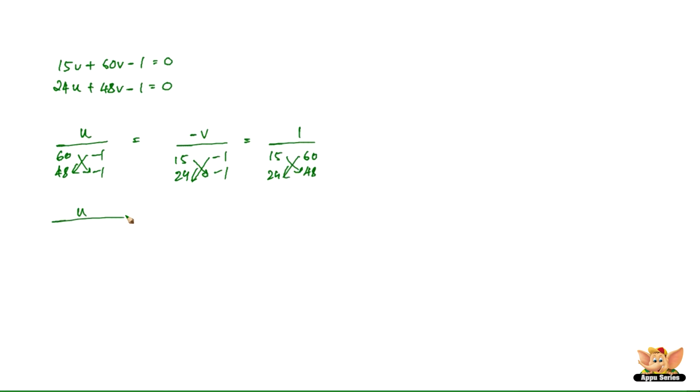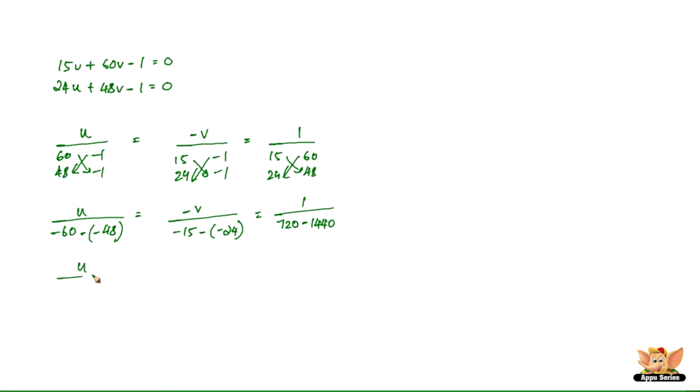So it becomes u divided by 60 minus 1 is minus 60, and minus of 48 minus 1 is minus 48, equals minus v divided by 15 into minus 1 is minus 15, minus of 24 into minus 1 is minus 24, equals 1 divided by 15 times 48 is 720, minus 24 times 60 is 1440. So the only place where we multiplied something big is this.